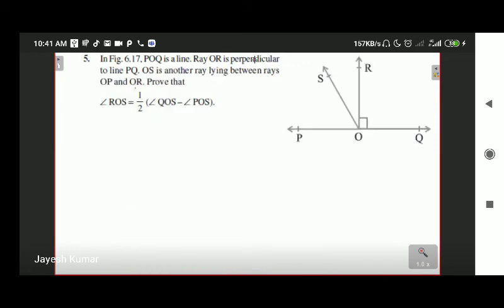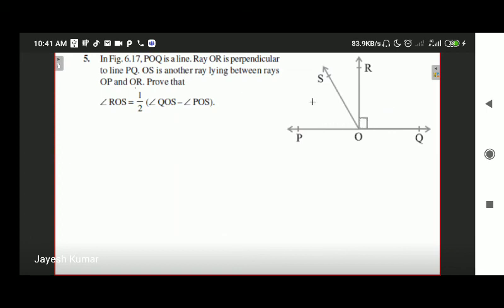Next is question number 5. Question number 5 is a bit more difficult. Let's be more focused in this. In question number 5, you are given that PQ is a straight line, where ray OR is perpendicular to OQ. That means angle ROQ is 90 degrees as well as angle ROP is also 90 degrees. Keep that in mind.